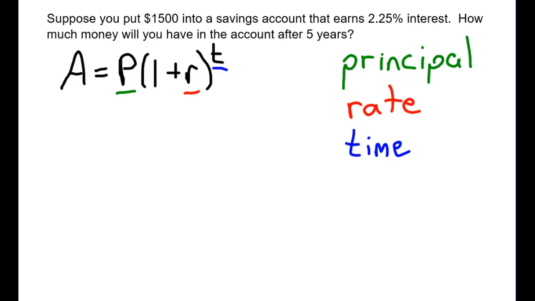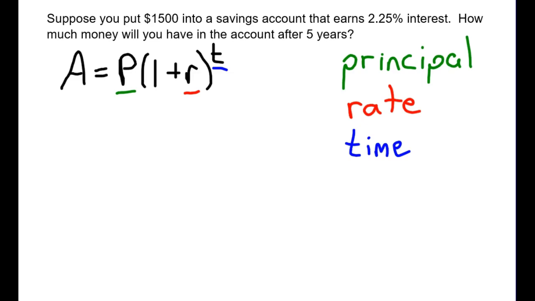First example problem: suppose you put $1,500 into a savings account that earns 2.25% interest. How much money will you have in the account after 5 years? We have to use a form of an exponential equation. This is for compound interest. A equals P times 1 plus R raised to the T.